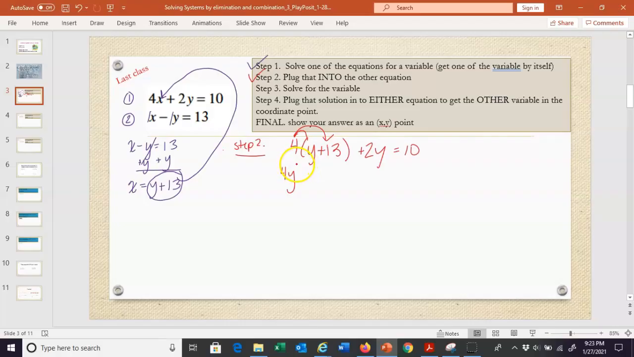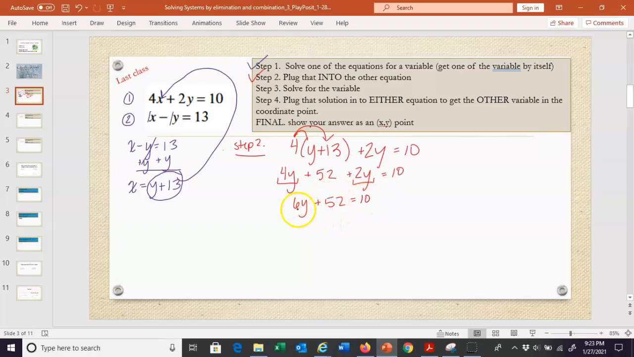I'm going to grab my calculator just to make sure. I think it's 52 because I did 4 times 10 is 40 and 4 times 3 is 12, and 40 plus 12 is 52. Let me just make sure. Yep, 52. Okay. Next, on the left-hand side, we need to combine like terms. 4y plus 2y is 6y.